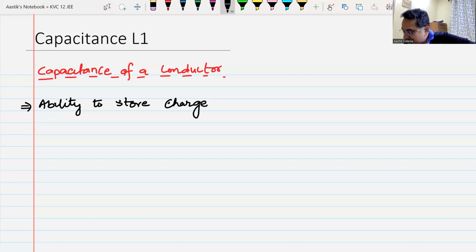That is what you will find written in books, but it's not a good way to understand this. Capacitance of a conductor is not the ability to store charge. In fact, it is the ability to store, that is a better word, energy, potential energy or energy. And this energy is stored in the form of what?